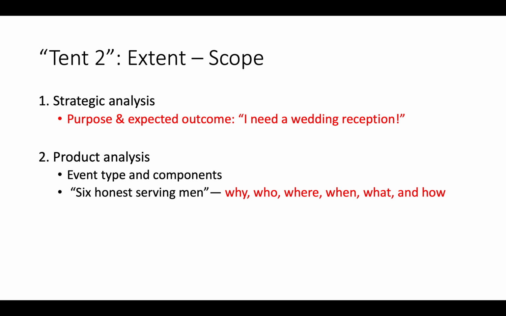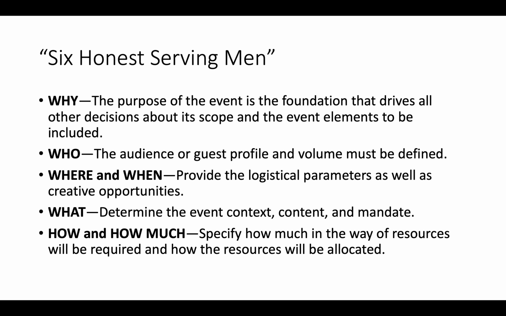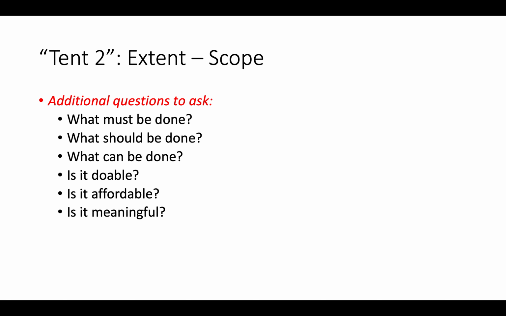And then we move to the product analysis. We need to define the type of the event and also components of the event. What kind of components should the event include? So there are the 6 honest serving men that can help us from why, who, where, when, what to how. This is specific information regarding the 6 honest serving men to help us to determine the components of the event. And some additional questions you may also want to check up during your meeting with the clients.